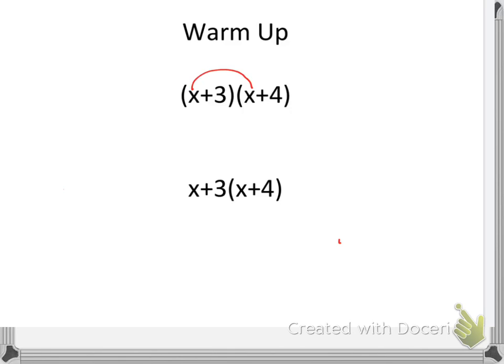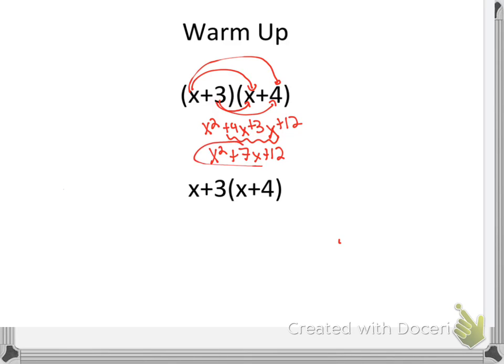So remember, this is where we do x times x. Well, x times x is x squared. X times 4 is 4x. And then we do the same thing with the inner. 3 times x is 3x. 3 times 4 is 12. Remember, it's the middle terms. They're like terms, so we're going to add those together. So we end up with x squared plus 4 plus 3 is 7x plus 12. And that is what happens when we double distribute.